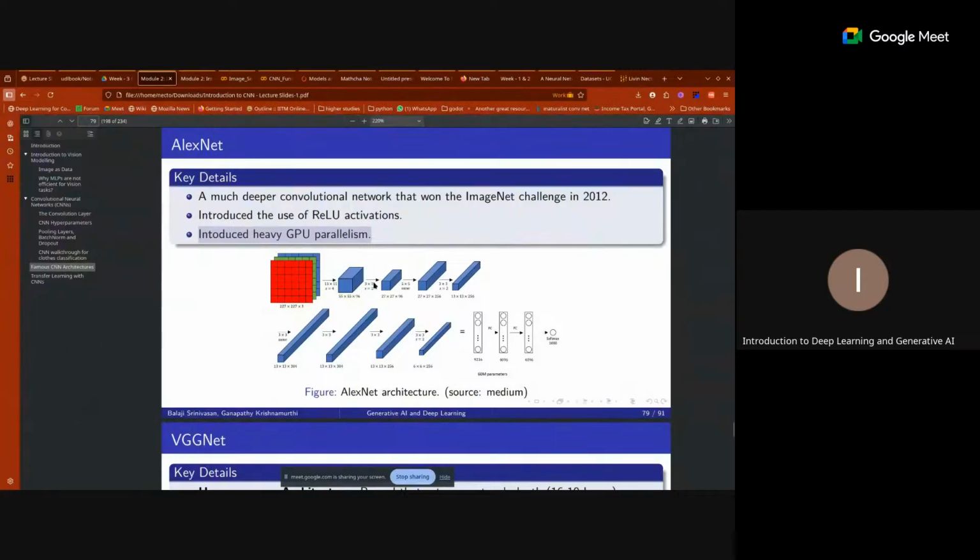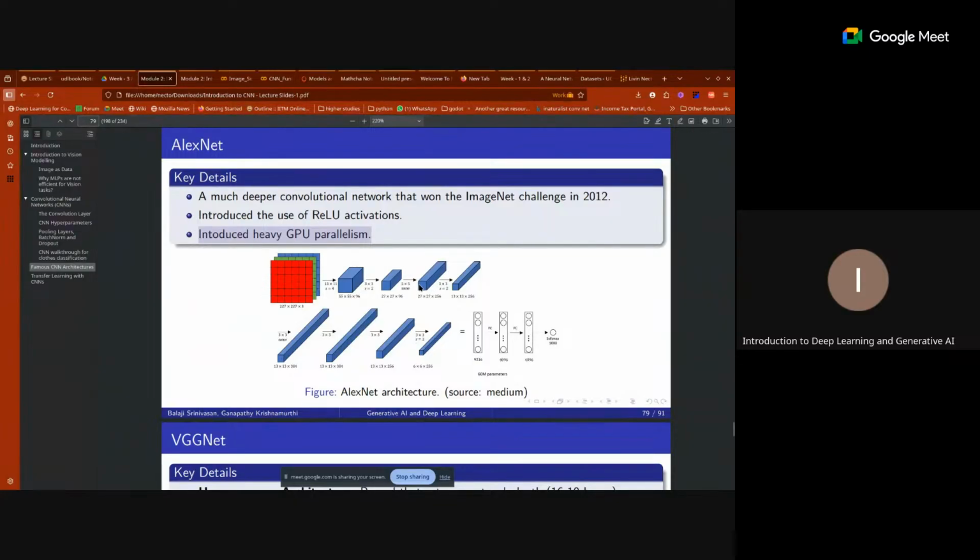Here there are 96 kernels and the output size is 55 into 96. But if we are using one 3 cross 3 kernel in that layer, how many parameters will there be? So 27. How? 3 cross 3, so 9, and because there are 3 channels, 9 into 3. But we should also add the bias to it, right? So plus 1. So 28 parameters will be there.